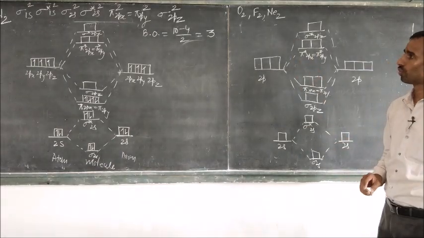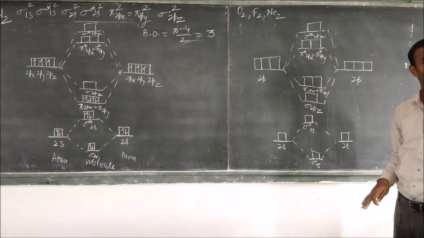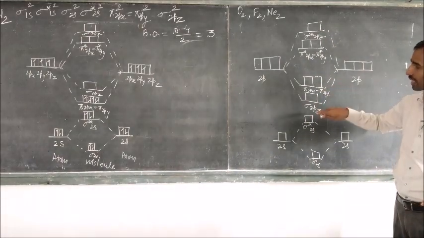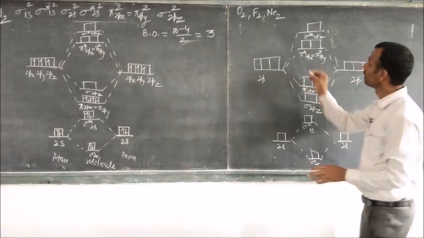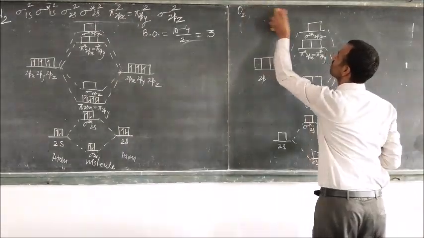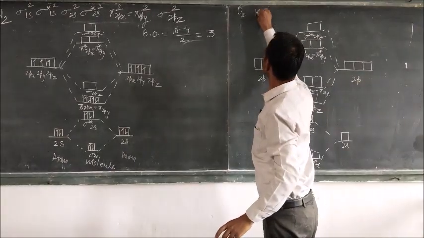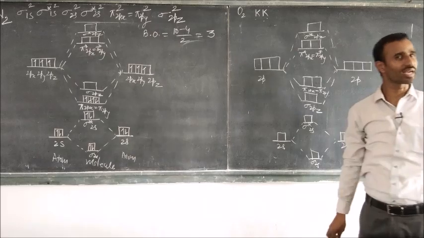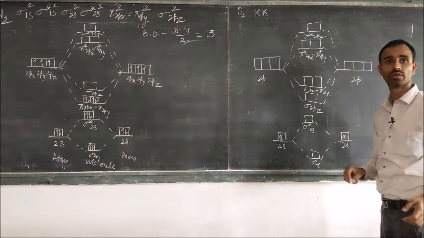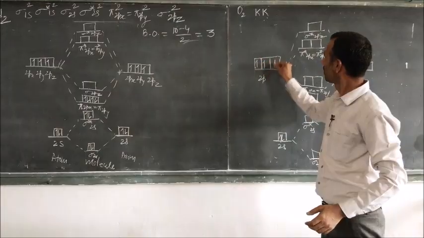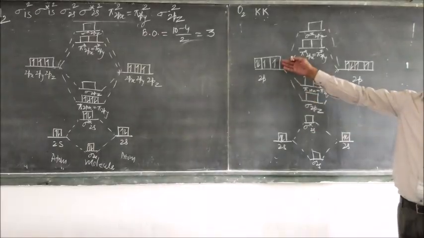Now come to O2. In the case of O2, the diagram changes. What is the change? Sigma 2pz is of lower energy than pi 2px and pi 2py. So draw for O2. For sigma 1s and sigma star 1s, write KK. Then it is 2s2 and 2p4.